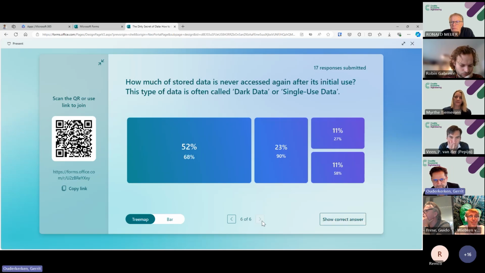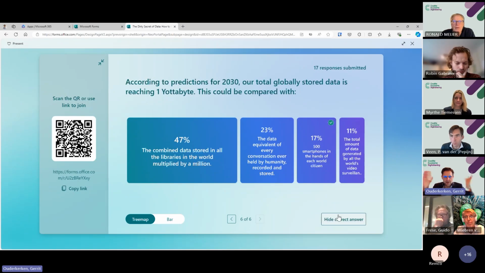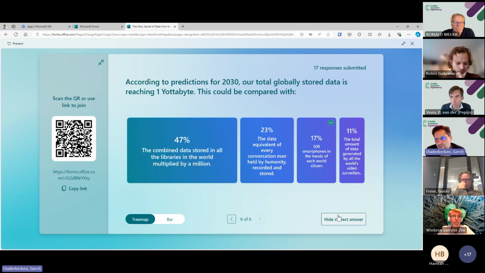Last question. According to predictions for 2030, our totally globally stored data is reaching 1 yottabyte. This could be compared with, well, we have some answers. The correct answer is, we always say at NetApp, 500 smartphones in the hands of each world citizen. This is the correct answer. And this all sums up that if you don't do it in a sustainable way, it is literally a waste, because with so much waste data, single-use data, dark data, this is not going anywhere.